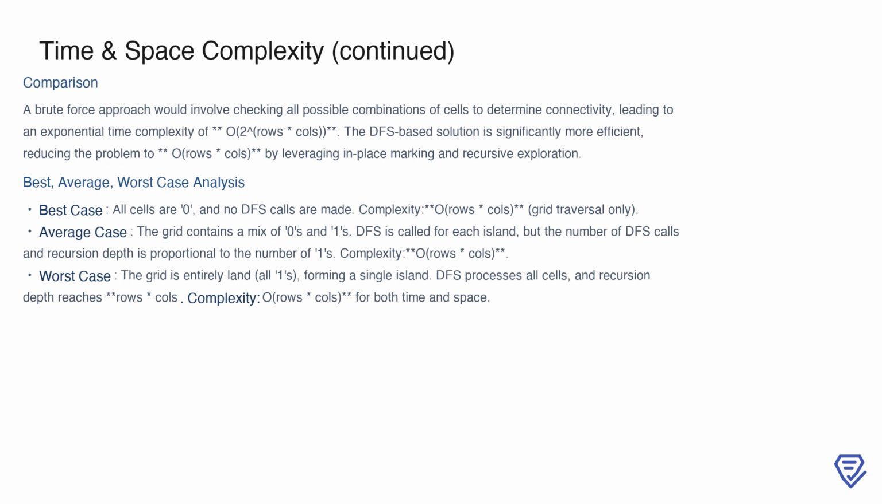Let's also break this down into different cases. In the best case, where all cells are water, 0, no DFS calls are made, and the complexity is O(rows * cols) for grid traversal alone. In the average case, with a mix of zeros and ones, the complexity remains O(rows * cols), because the number of DFS calls and recursion depth are proportional to the number of ones. Finally, in the worst case, where the grid is entirely land, forming a single massive island, both the time and space complexities are O(rows * cols), due to the exhaustive DFS exploration and recursion stack depth.